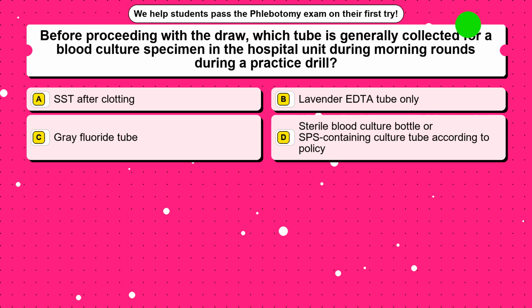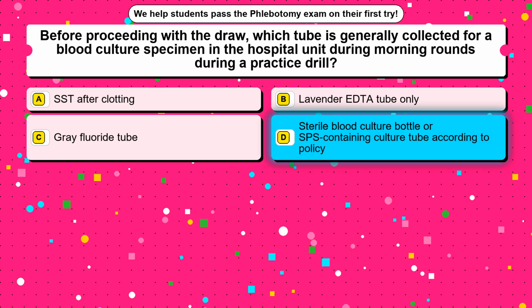Question 50. Before proceeding with the draw, which tube is generally collected for a blood culture specimen in the hospital unit during morning rounds during a practice drill? Option A, SST after clotting. Option B, lavender EDTA tube only. Option C, gray fluoride tube. Option D, sterile blood culture bottle or SPS-containing culture tube according to policy. The correct answer is option D, sterile blood culture bottle or SPS-containing culture tube according to policy.